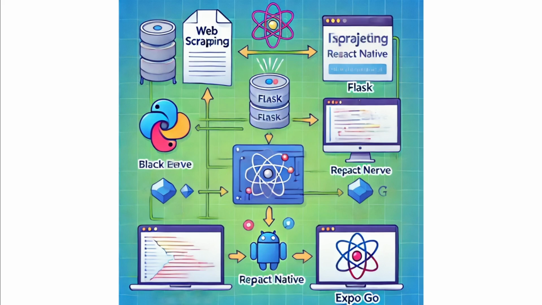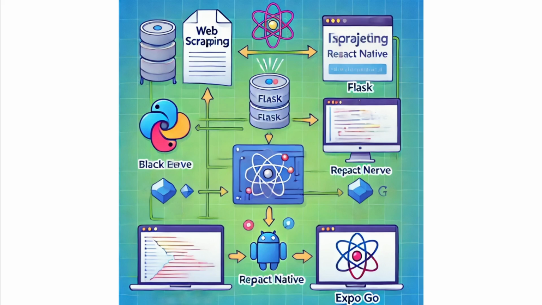Now that we have covered each technology, let's talk about how they come together in our project. We use web scraping to gather exam data, which is processed and stored by Flask on the backend. This data is then fetched by a React Native app where users can interact with it. Finally, using Expo Go, we ensure everything works seamlessly on mobile devices. I will now give you a demonstration of the project and show how these components work in unison.